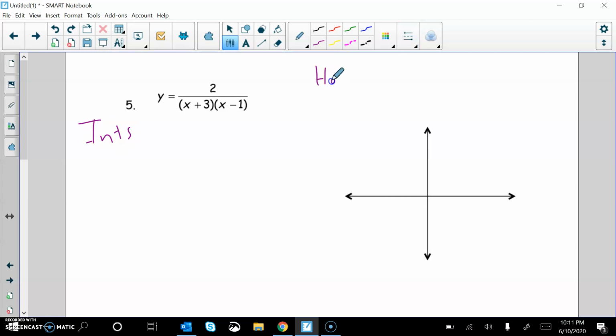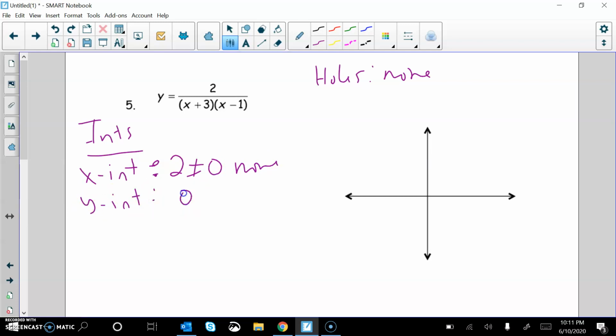Intercepts, so nothing cancels on the bottom, so we have no holes in the graph. X-intercept occurs when it's equal to 0, or when your numerator is 0, 2 is never 0. So no x-intercepts. Y-intercept is when you plug in 0. Plug in 0, we're going to get 2 over negative 3. All right, y-intercept, negative 2/3. So negative 1, negative 2, so negative 2/3, somewhere in there, a little further than halfway.